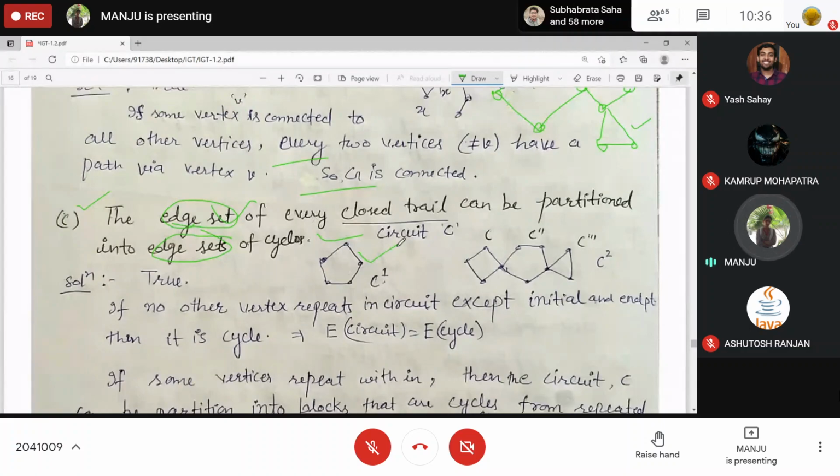If it is a type of cycle where no vertex is repeating, then it's a cycle only. If vertices are repeating, then it will be a combination of cycles. Clear? And the edge set will be the edge set of this cycle, union with the edge set of this cycle, union with the edge set of this cycle. Right?